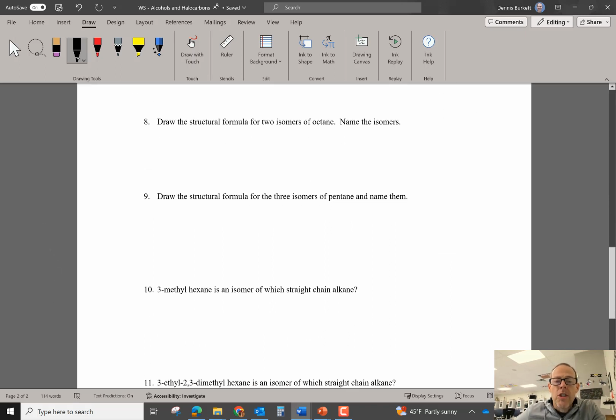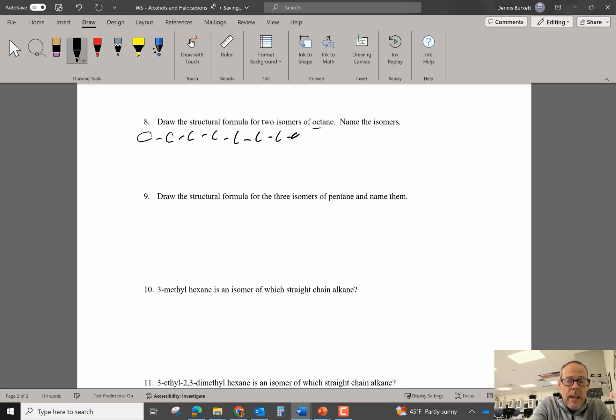So number 8, draw the structural formula for two isomers of octane. So again, oct means 8. My first one, I'm going to do just 8 carbons. 1, 2, 3, 4, 5, 6, 7, 8. So that is octane. I'm going to try to name it octane. Next, I'm going to take one off the end, which is the easiest way to do it.